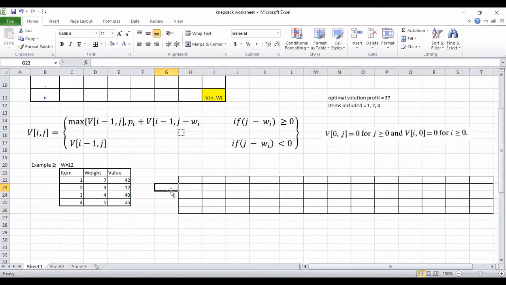So this will be the zeroth item, then item 1, item 2, item 3, and item 4. Likewise, capacity 0, 1, 2, 3, 4, 5, 6, 7, 8, 9, 10, 11, 12. Fine, simple. So the 0th row and 0th column, we can fill with zeros.